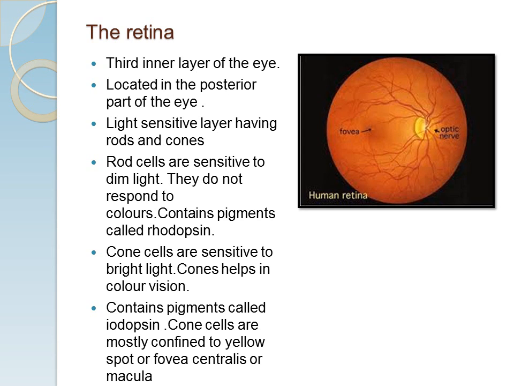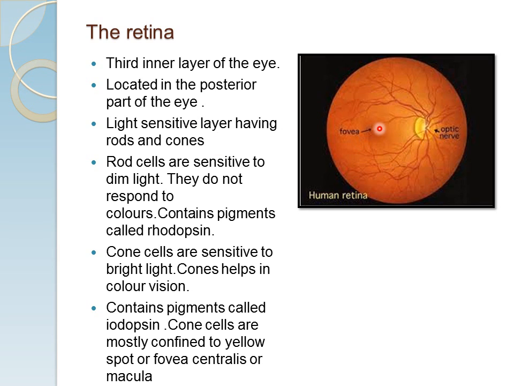Now in this slide we will discuss the third inner layer of the eye, the retina. The first layer was the sclerotic layer or the sclera. The second layer was the choroid layer, and now comes the third layer, the retina. It is mainly located at the posterior part of the eye, and it is the light sensitive layer.